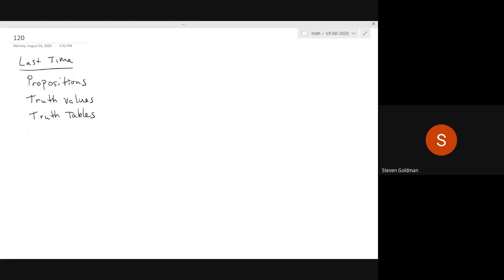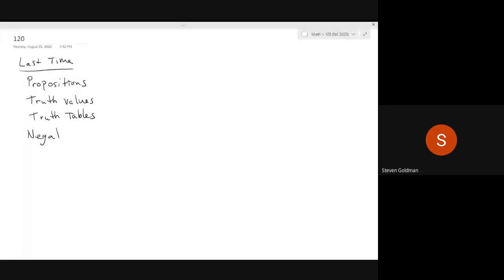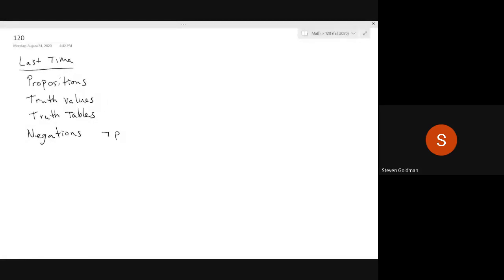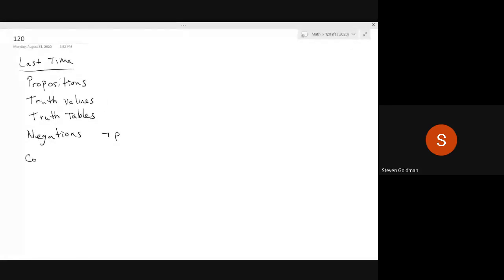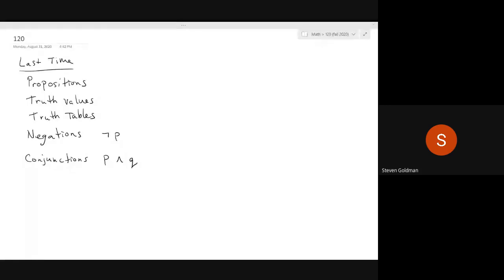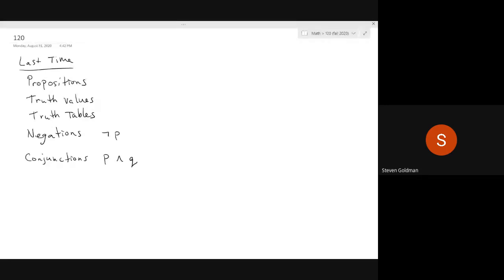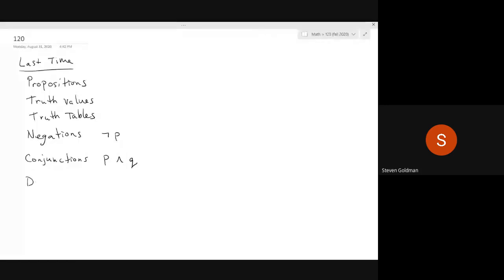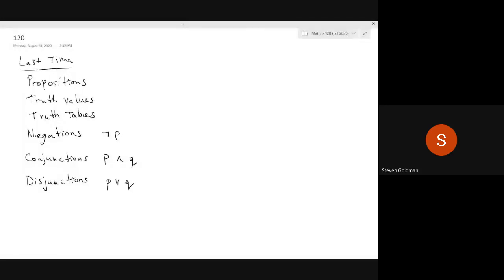We also discussed negations of propositions, as well as conjunctions. We said a conjunction of two propositions is when we combine them with the word and. We talked about disjunctions. Written that way, that's when we combine two propositions with the word or.